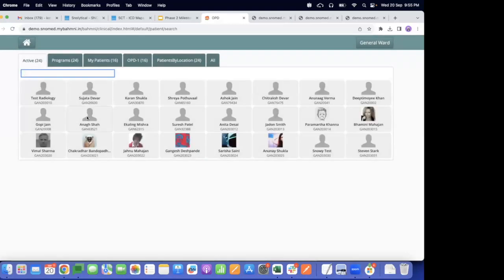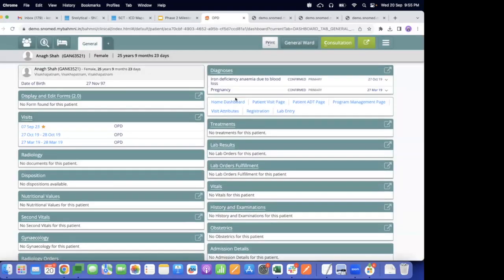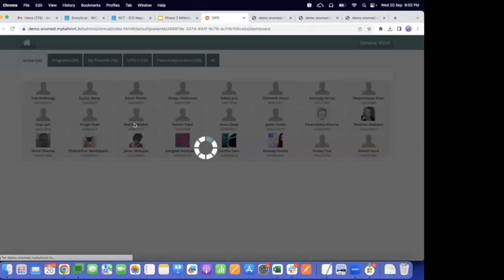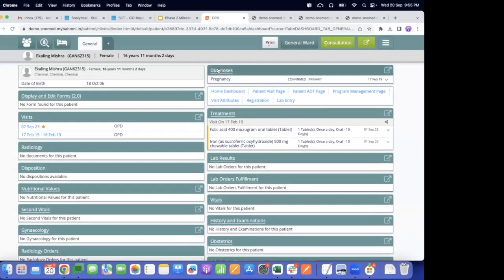So there are some patients, right? If we see here, they are diagnosed with pregnancy and also with iron deficiencies, right? However, there are no treatments provided. I mean, there were no medications provided to some patients, whereas some patients, when they were diagnosed with pregnancy, were administered folic acid as well as iron supplements, right?